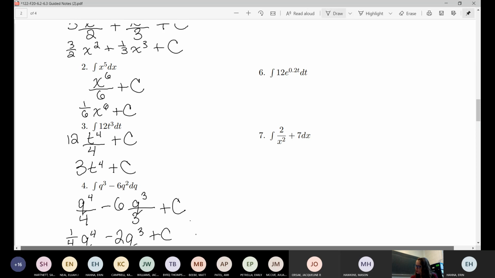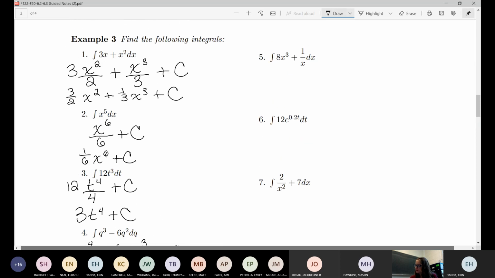Okay. So now we've got a couple weirder ones on this right side. So we've got 8x cubed. That's like the ones we've already been treating. So the 8 comes along for the ride. Now we have to take the antiderivative of x cubed: add 1 to the power, divide by the new power. Now we have 1 over x.